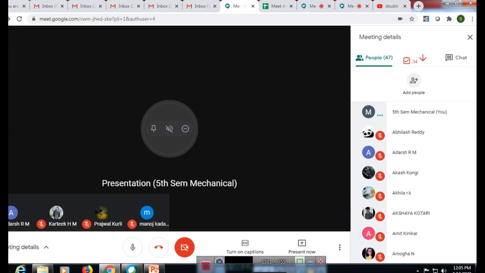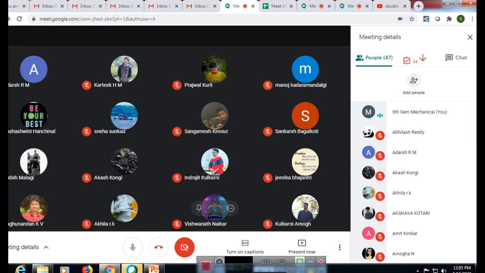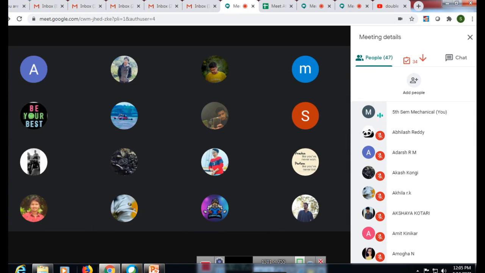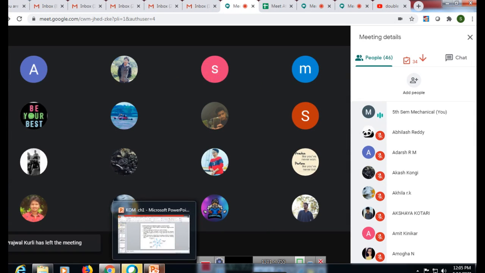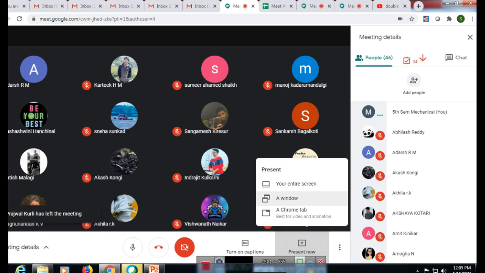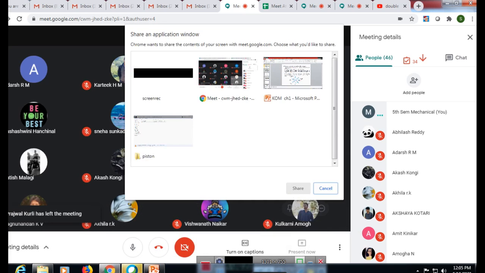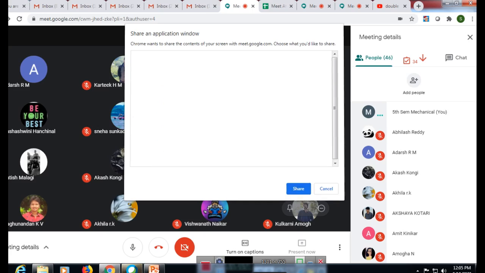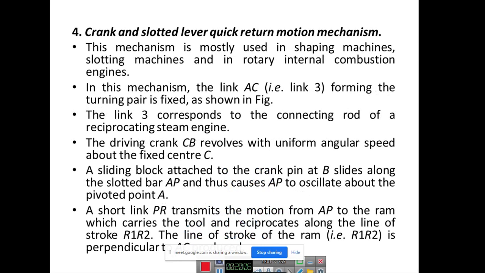Okay, so for a different application you can use the different types of mechanisms. So next we'll go with another type of inversion. So next, crank and slotted lever quick return mechanism.